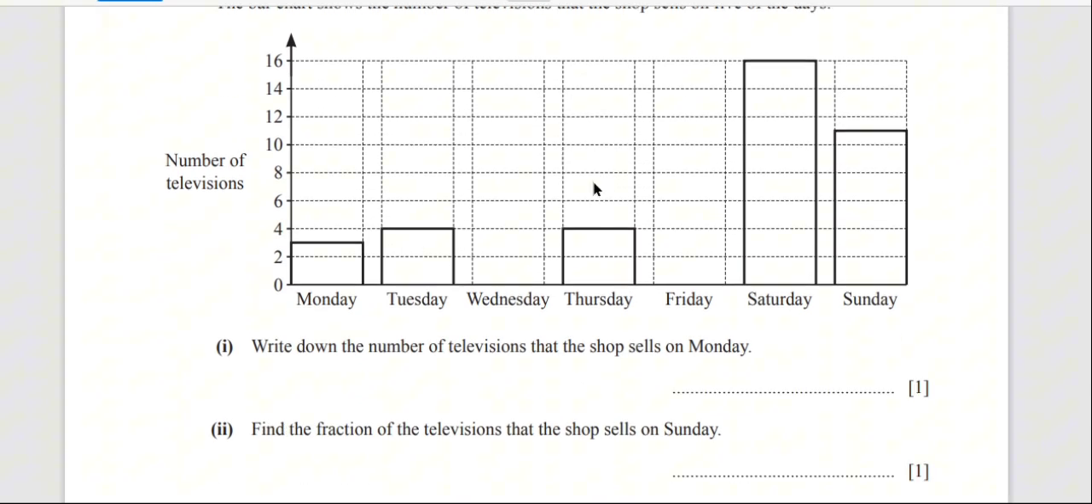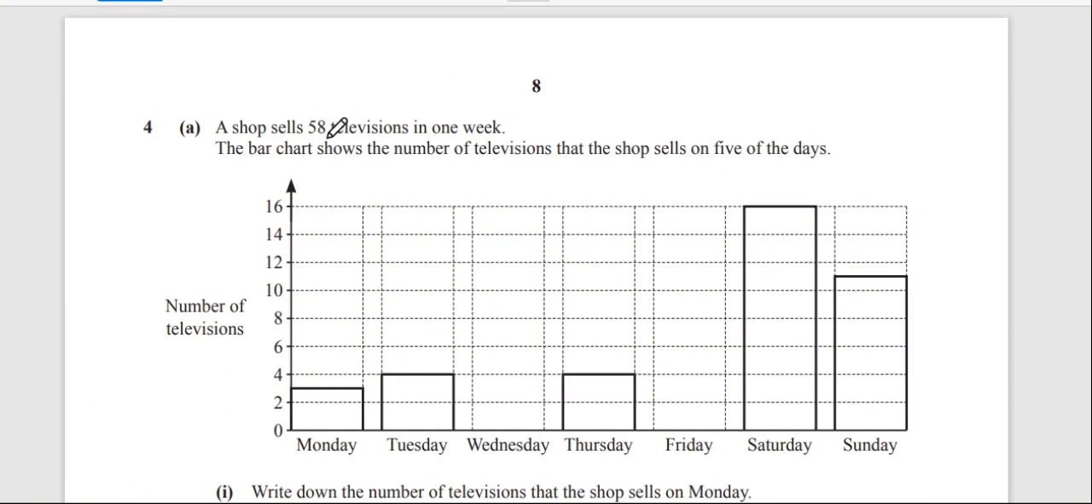They ask us to write the number of televisions that the shop sells on Monday. If you look at this, here is 2, here is 4, so here should be 3. So we have 3 here. Next, find the fraction of the televisions that the shop sells on Sunday. We are looking at the fraction compared to the total number of televisions the shop sells in 1 week, and the number that sells on Sunday.